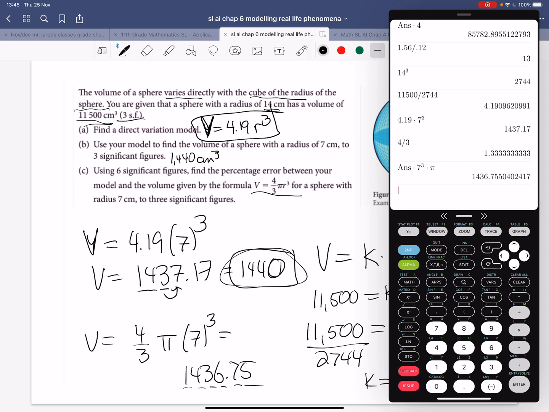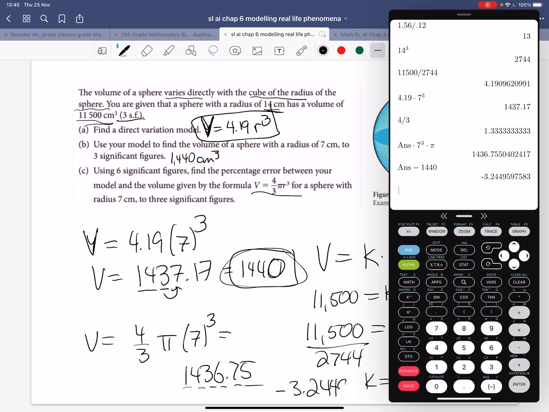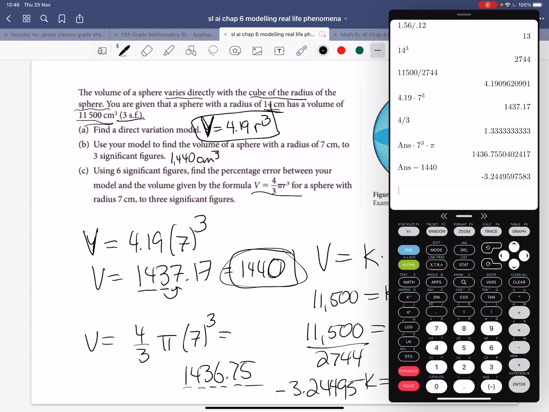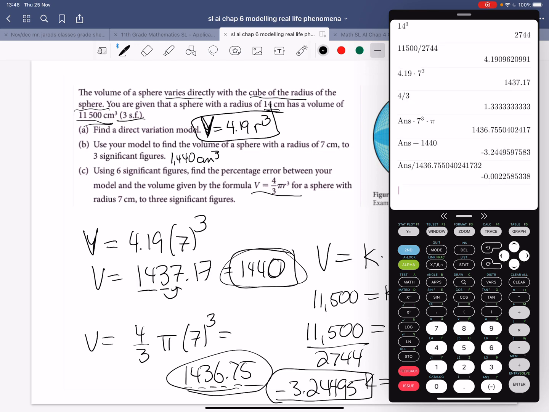This one is 1440, so we subtract 1440, and we get negative 3.24495. So this is our error. This is how much we were off. We were over by this much. So we take this number and we divide it by the original. This is how you find your error. You just go up to here and press enter, and that gives us our answer, 0.002. Sorry, that's 0.002, which is 0.2% off.